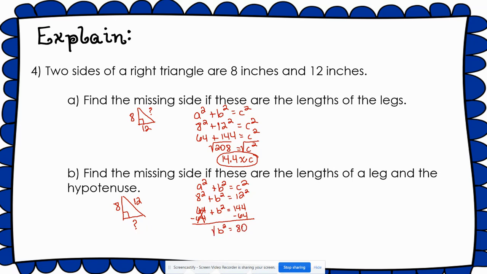To get b by itself, we're going to find the square root of both sides, which will leave us with b. And since 80 is not a perfect square, we're going to say that this is approximately. And when we find the square root of 80 and round it to the nearest tenths place, we're going to get approximately 8.9. So if this was the measure of a leg and a hypotenuse, then the other leg would measure approximately 8.9 inches.